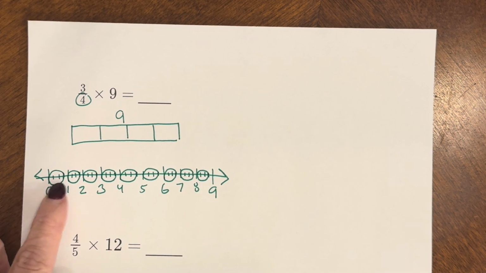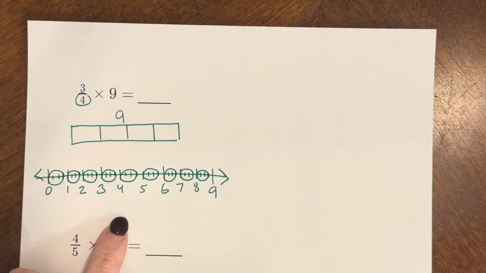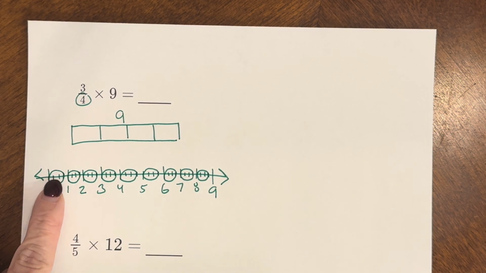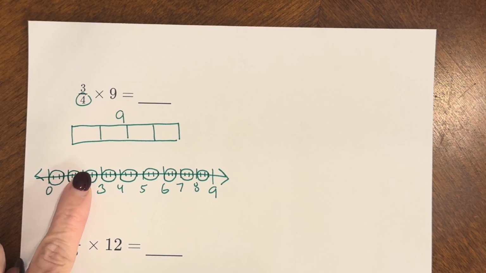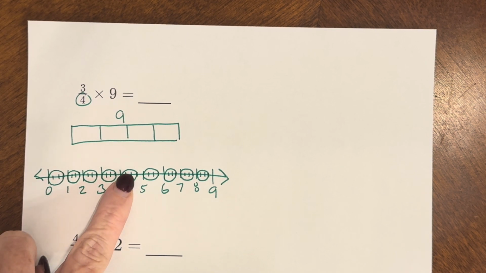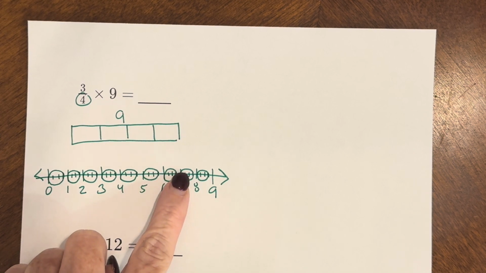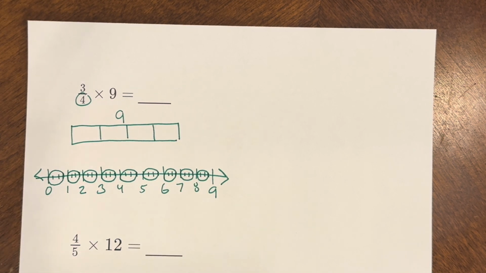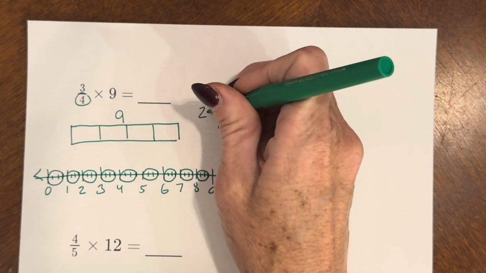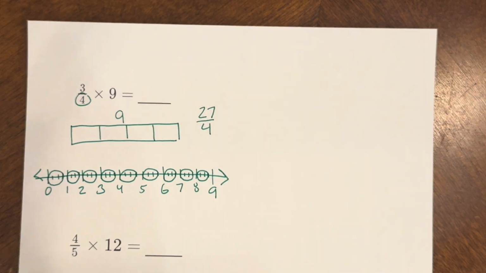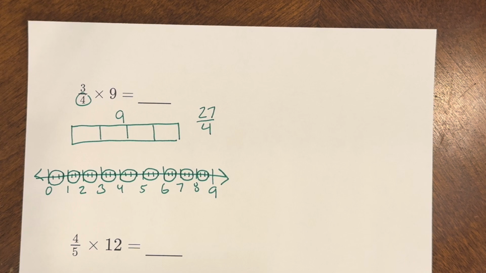So that's how much I have. Of each whole, I have 3/4. So I have 3, 6, 9, 12, 15, 18, 21, 24, 27 of them. And they're each a fourth big. So I have 27 fourths.